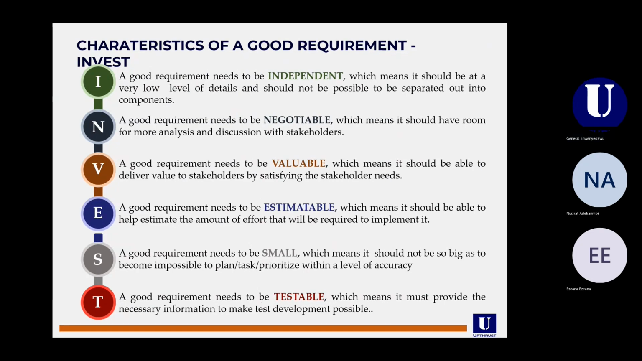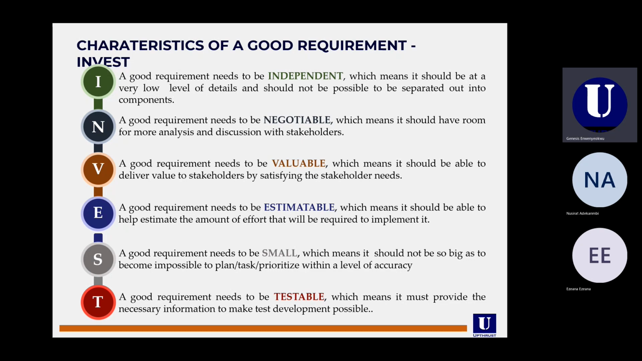Starting with INVEST, right? A good requirement needs to be independent. That is the letter I in INVEST. It needs to be independent, which means it should be at a very low level of detail and should not be possible to be separated out into components. What do I mean? When you write a user story, your user story should be independent in the sense that you shouldn't go ahead breaking your user story down again, right? So every user story should be able to stand on its own. The only thing that you can go ahead to break down would be your epic. So your user story should be as independent as possible.